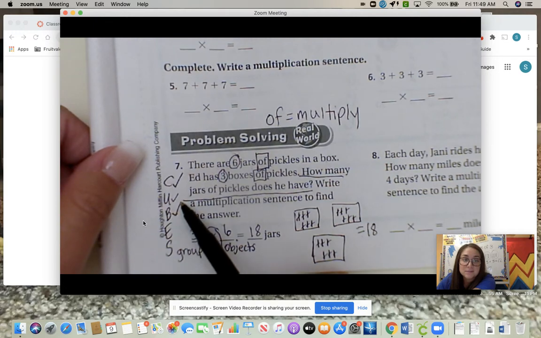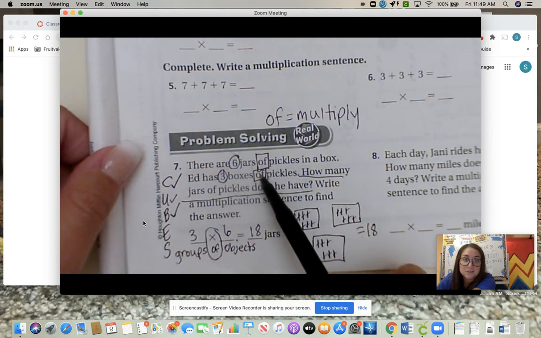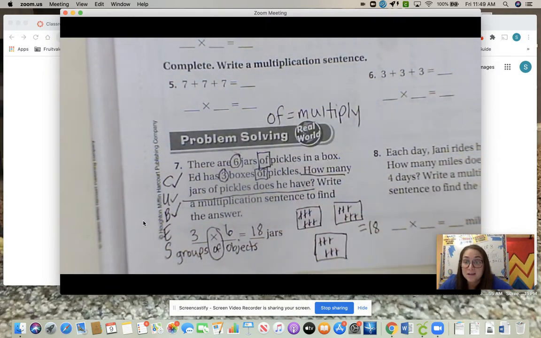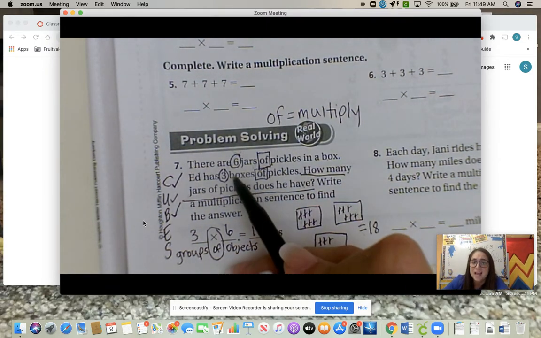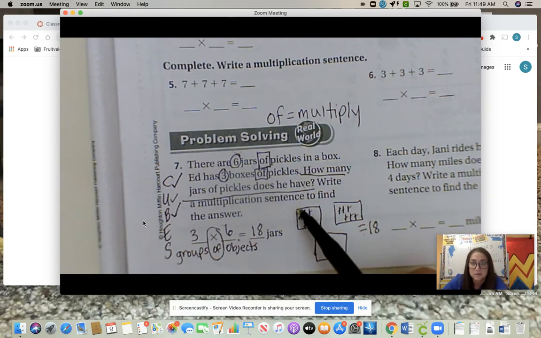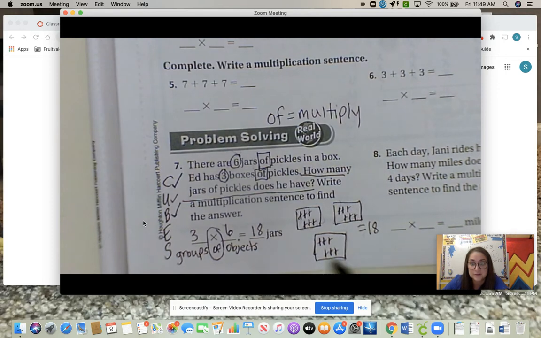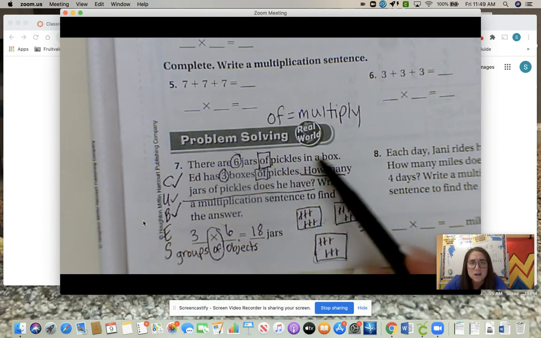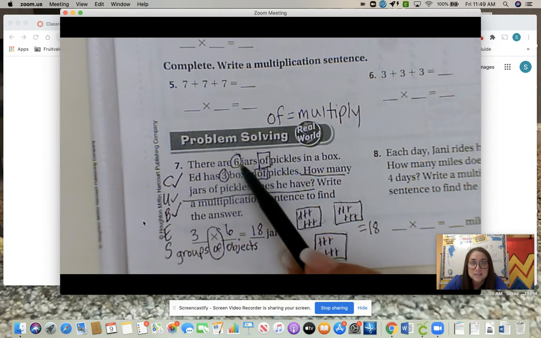Now we need to box our math verb. We have of, which means multiply. Now you always want to draw a picture. When you see of, draw a picture. I have 3 boxes of pickles, which is groups. So here's 1 group, 2 groups, 3 groups. Those are my 3 boxes of pickles. Well, how many jars are in each box? There are 6 jars in each box.